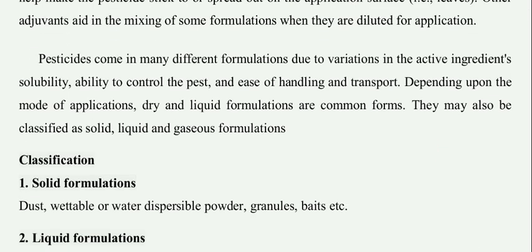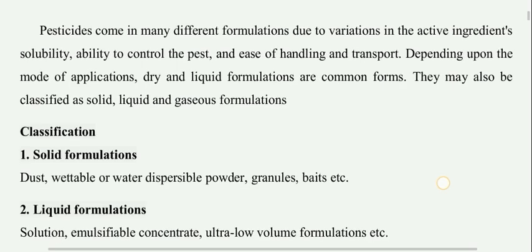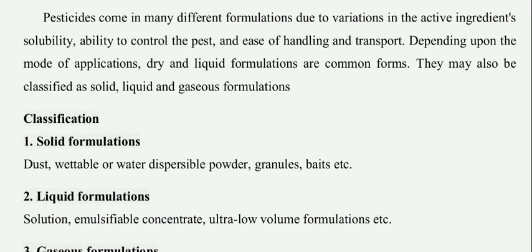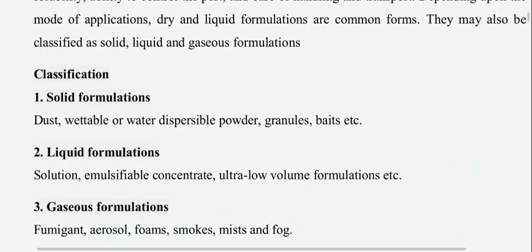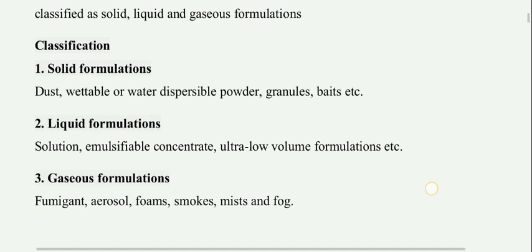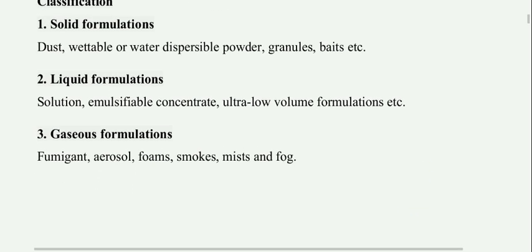Pesticides come in many different formulations due to variations in the active ingredient solubility, ability to control the pest, and ease of handling and transport. Depending upon the mode of application, dry and liquid formulations are common forms. They may also be classified as solid, liquid, and gaseous formulations. Classification: solid formulations, dust, wettable or water dispersible powder, granules, baits, etc. Liquid formulations: solution, emulsifiable concentrates, ultra low volume formulations. Gaseous formulations like fumigant, aerosol, foams, smokes, mists, and fog.